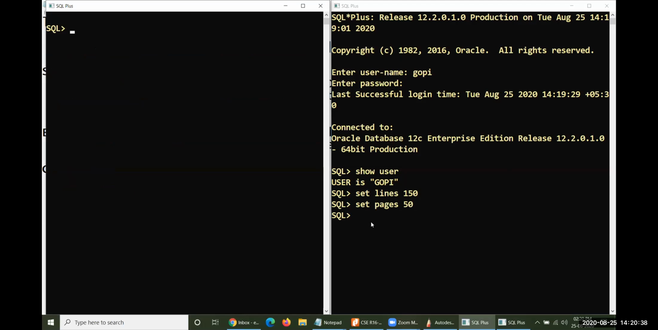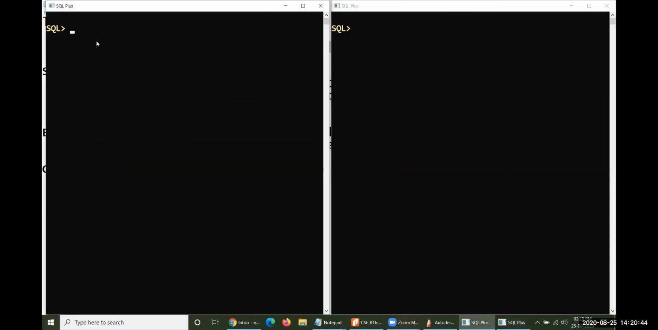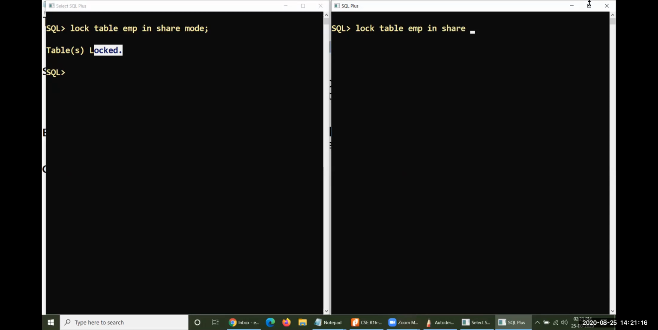Look at this here. He wants to perform some kind of lock operation. Let us see. Lock table, table name is EMP, in share mode. Yes, your table has been locked. Look at this, your EMP table has been locked. Now the same command can be operated here. Lock table EMP in share mode. He will also operate it. Look at this, he is also locked with the share mode here.